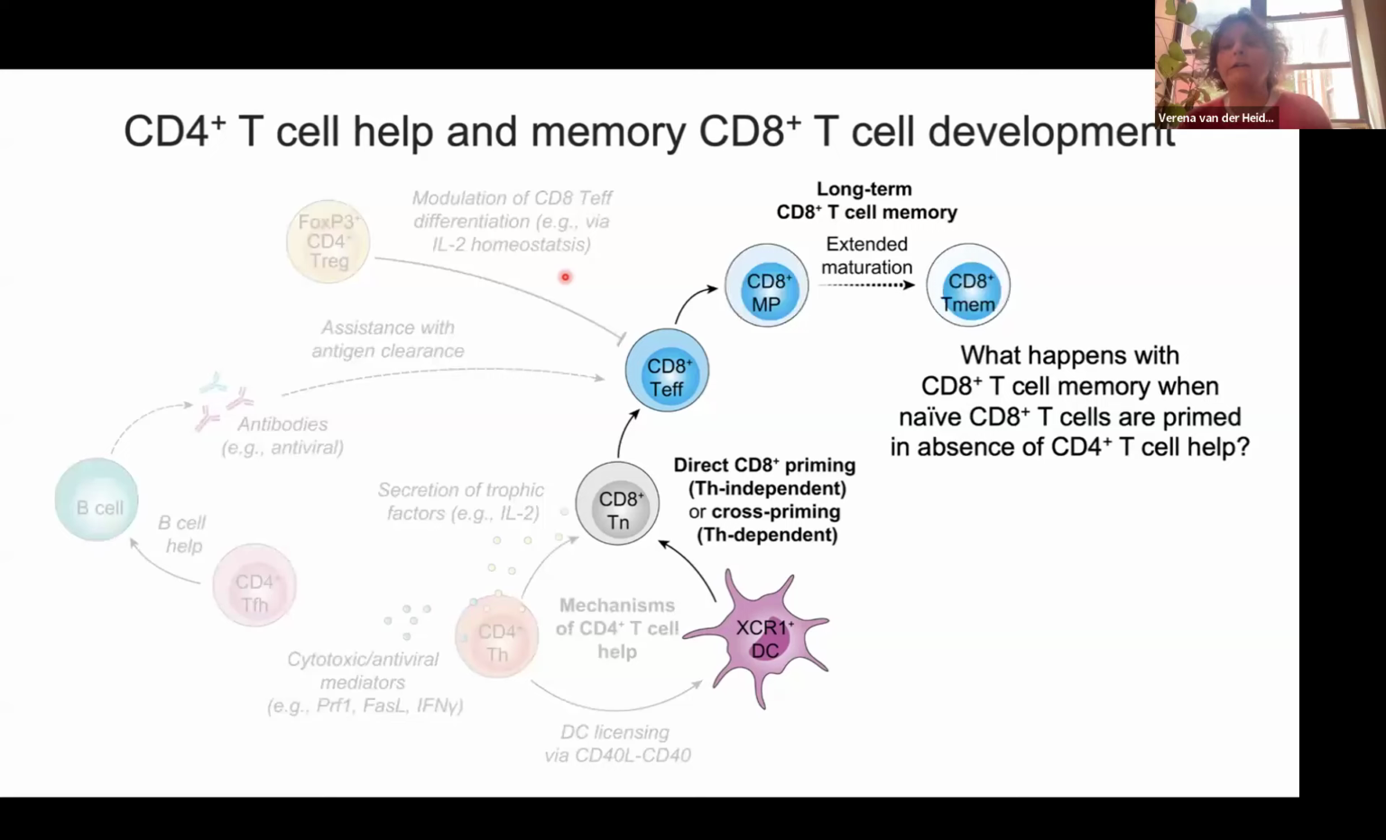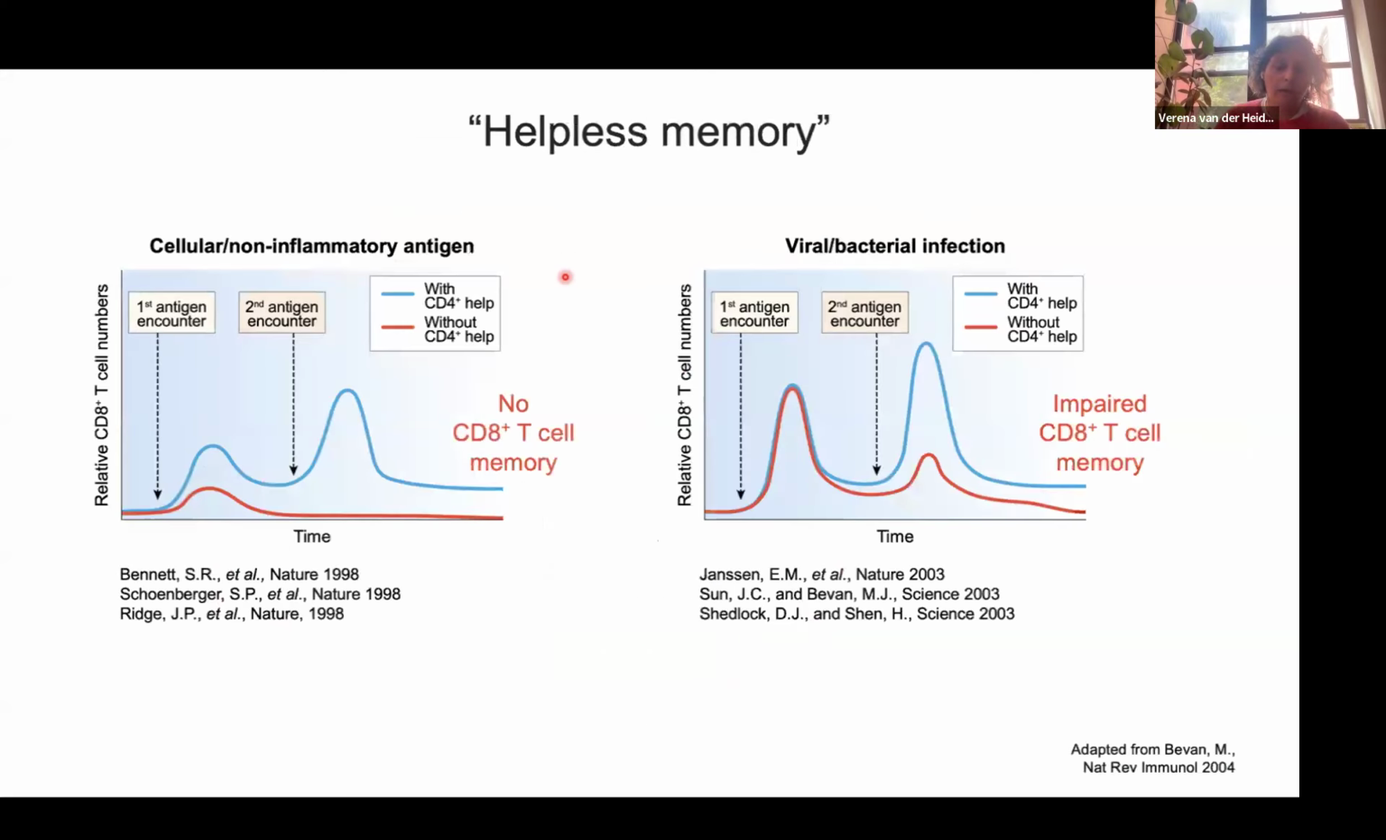So one question that we were interested in, as well as a lot of other people, is what happens with this long-term memory CD8 T cell evolution when CD8 T cells are not primed with CD4 T cell help. A lot of people have studied this in the past, and this is where the term helpless memory comes from. This is the observation that when CD8 T cells are primed in the absence of CD4 help, they usually don't create good memory.